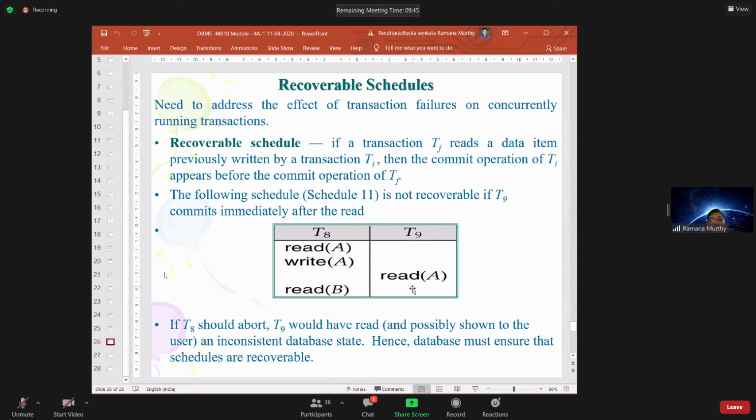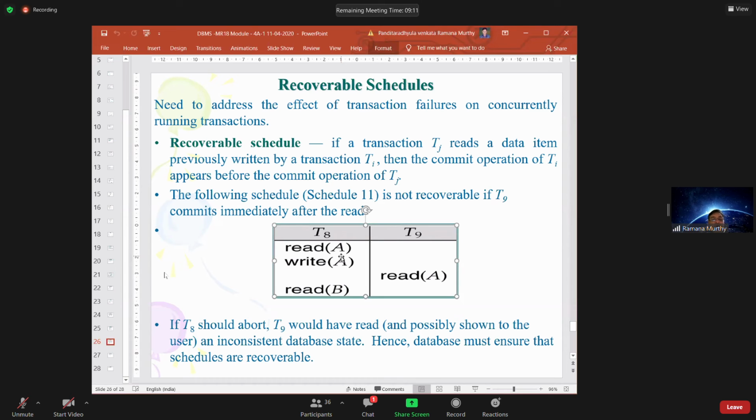If you want to finish this particular TJ, first we need to finalize T8, then only you can finalize T9. If T8 can't commit, you can't finalize T9 either. Let me assume this schedule is 11. It is not recoverable if T9 commits immediately after this read operation.